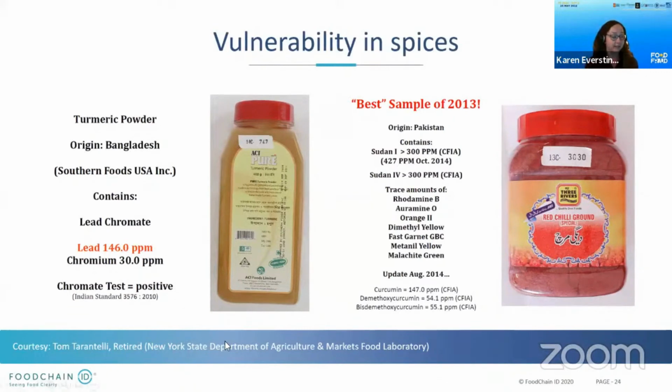In this case, the New York State laboratory that did some of this testing did a test for chromium, for chromate, and it was positive, which indicated this was lead chromate that was likely added for color. So this was a fraudulent act. There was a big recall, but it wasn't necessarily reported like that. It was just reported as lead contamination.